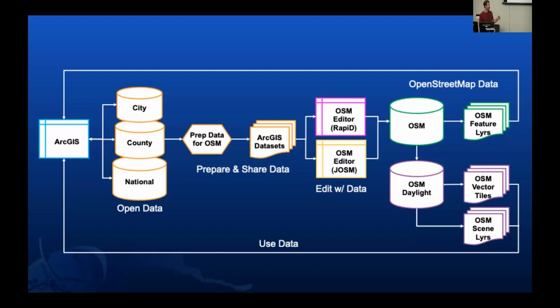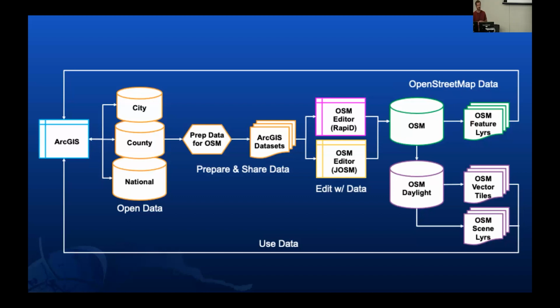like at ESRI. So in this case, what I'm going to be talking about with Rapid, we're getting that data from our city, county, national government customers. We prepare that data for ingestion into OpenStreetMap, which I'll get into the details of in a bit. We publish those data sets as ArcGIS layers. From there, through the integration in Rapid, we can consume those layers directly in the editor.